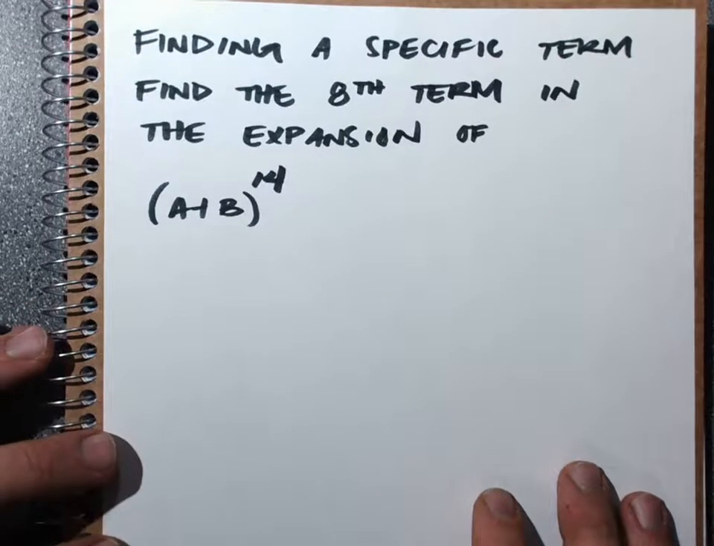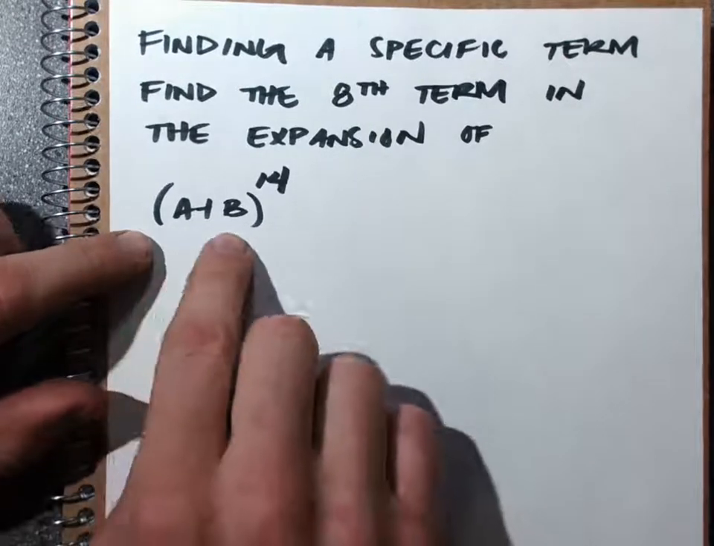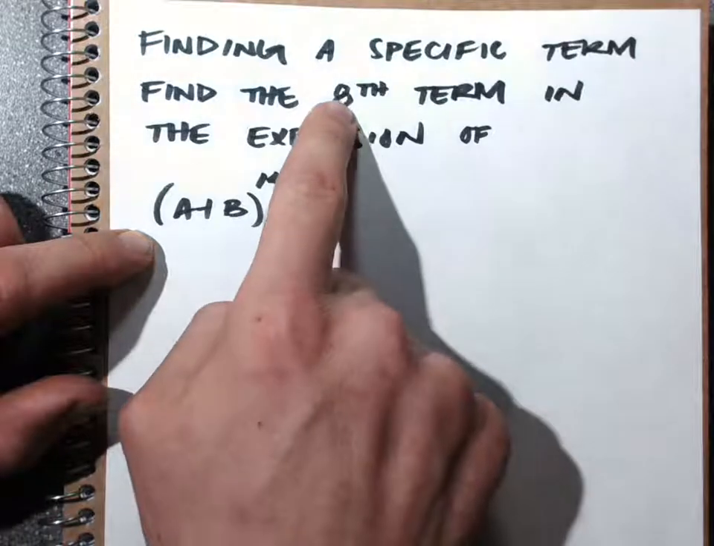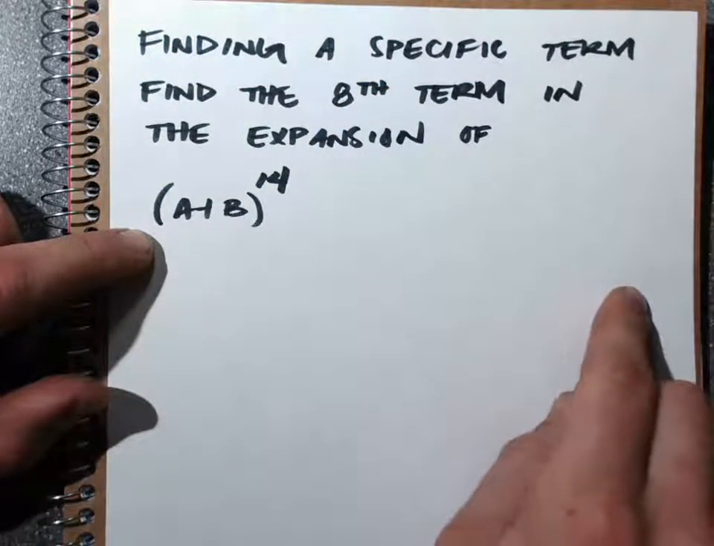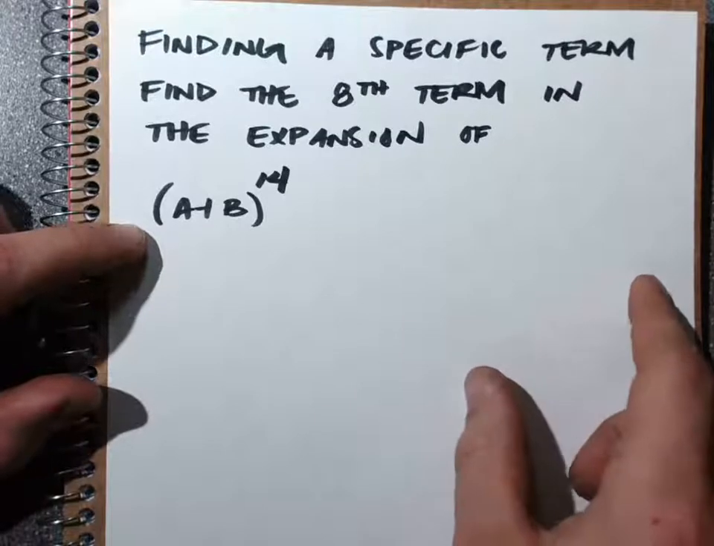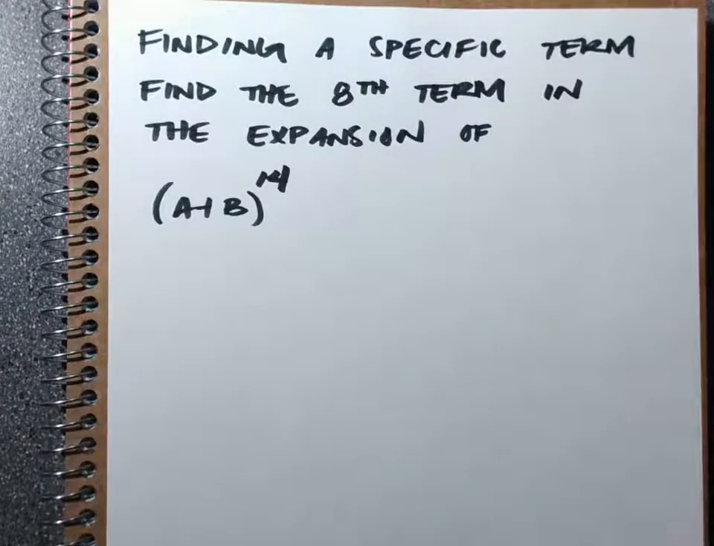Okay, so we're going to find a specific term in this expansion, a plus b to the 14th power, and we want the 8th term. And we do not want to write out all of the terms up until that point. So we're going to just see what we can do about figuring that out without going through the hassle.